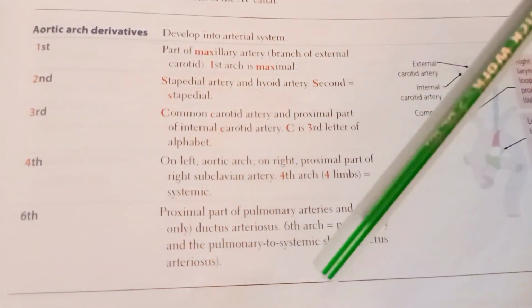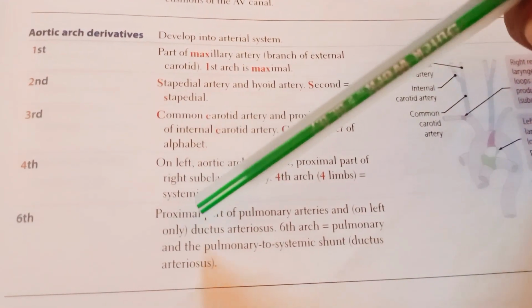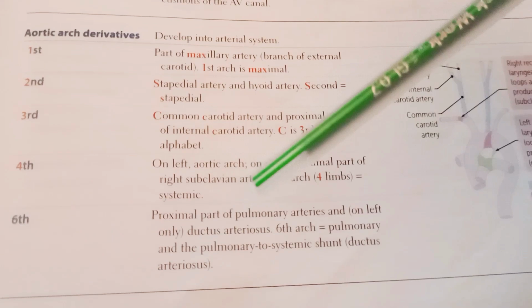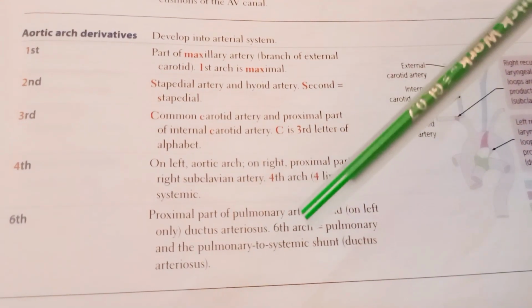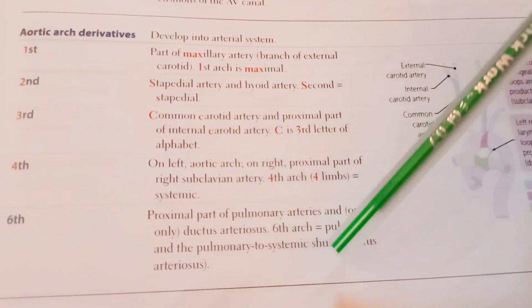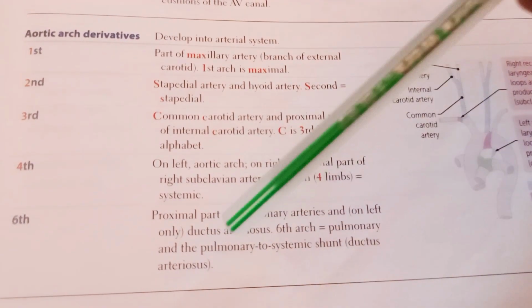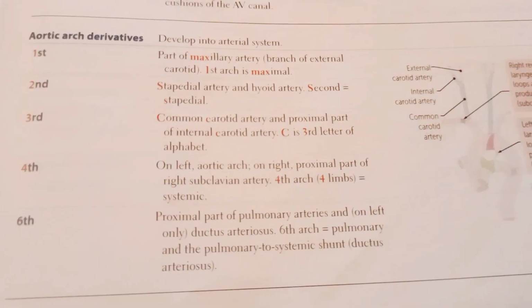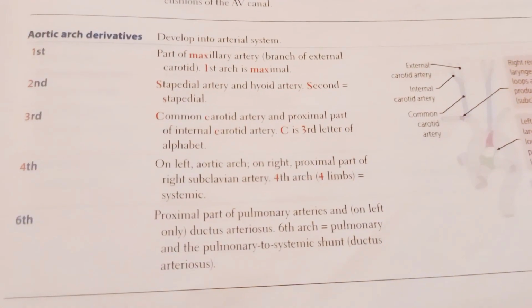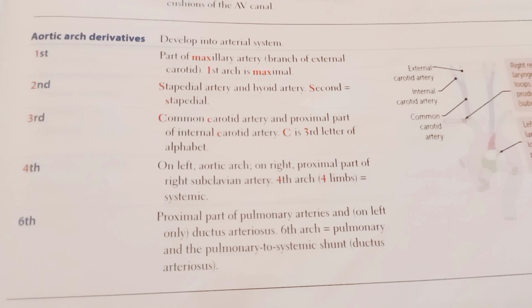Sixth one is for pulmonary, six for pulmonary. Okay, like that you can remember proximal part of pulmonary arteries on left only, ductus arteriosus. Sixth arch is equal to pulmonary, and pulmonary to systemic shunt. Even ductus arteriosus is related to the sixth arch. From sixth arch it will derive. Actually, you know what is ductus arteriosus? Actually, it is a shunt.